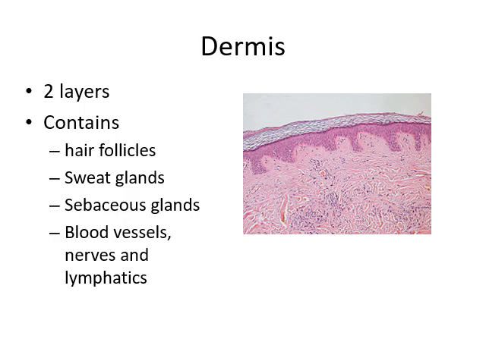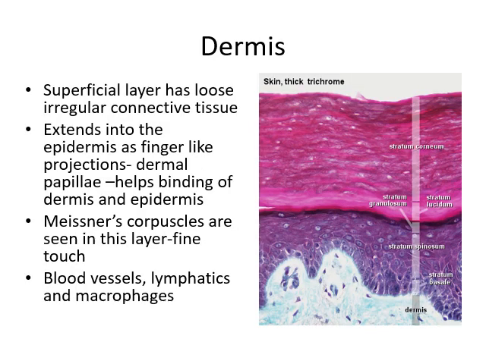Now let's talk about the dermis. Now the dermis, we can consider it as 2 layers, and the dermis has hair follicles, sweat glands, sebaceous glands, blood vessels, nerves, and lymphatics. The hair follicles, sweat glands, and sebaceous glands are all derivatives of the epithelium. The dermis, as I said, has 2 layers.